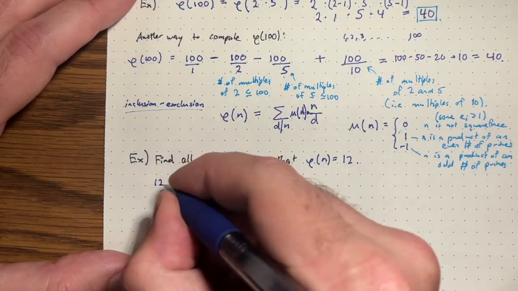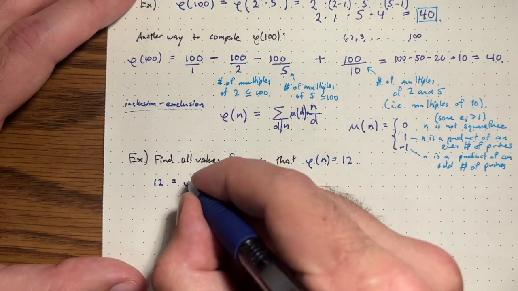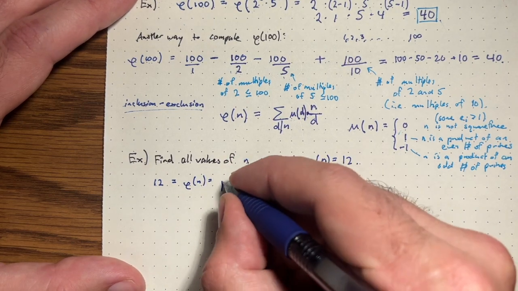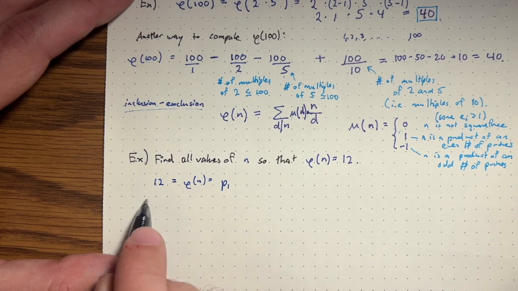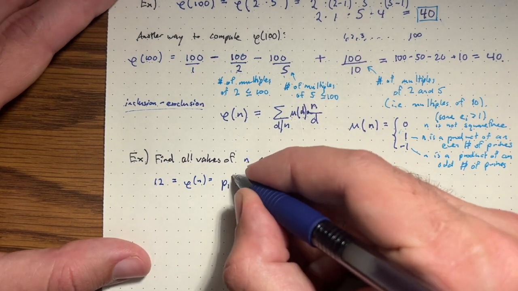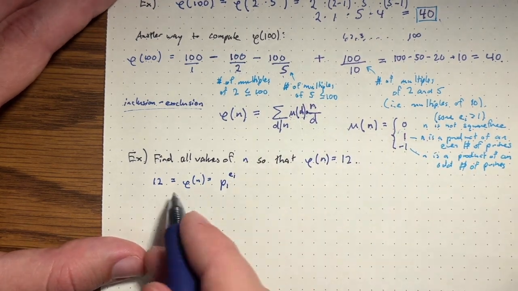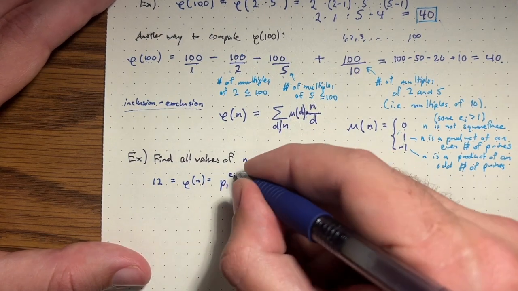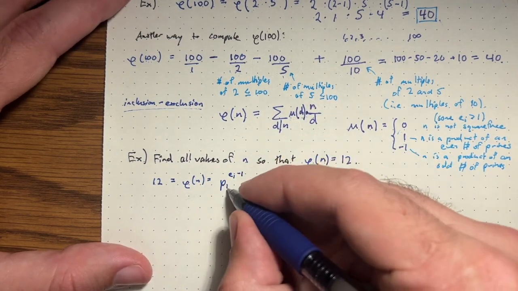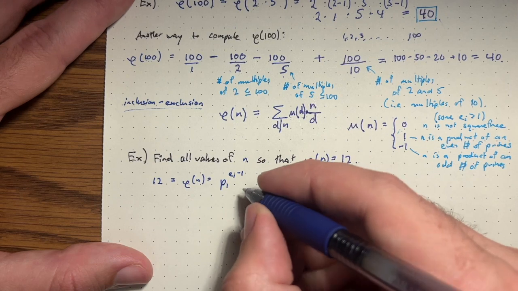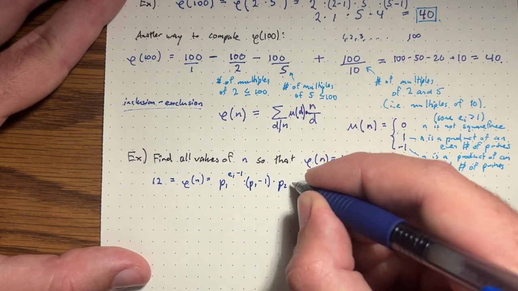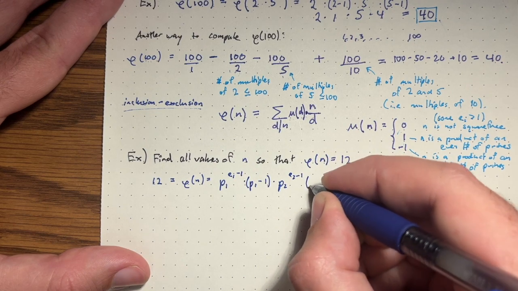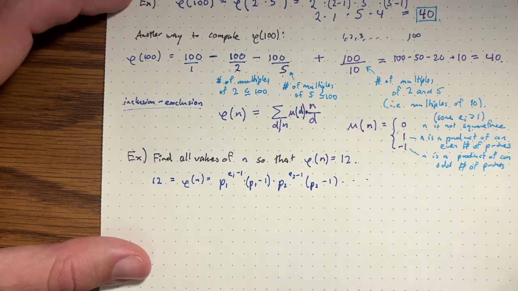So 12 is going to be phi of n, which is some prime, I don't know what, but this is just some prime divisor of n, right? It doesn't have to be a prime divisor of 12. Well, actually, it turns out it does, because we're writing it as a product. But yeah, the meaning of p1 is just one of the factors of n. P1 to the E1 minus 1 times P1 minus 1 times P2 to the E2 minus 1, etc.